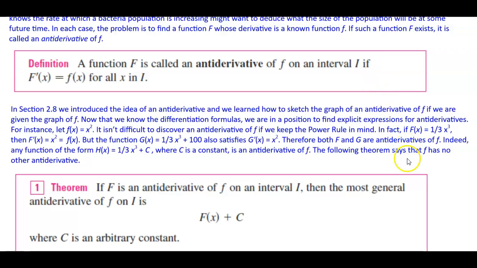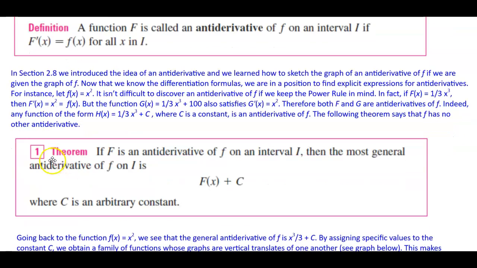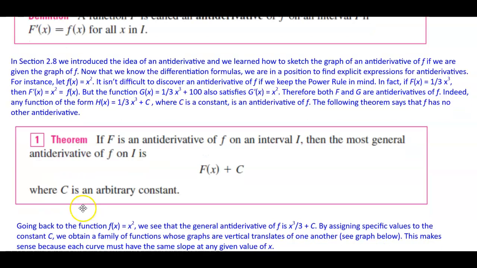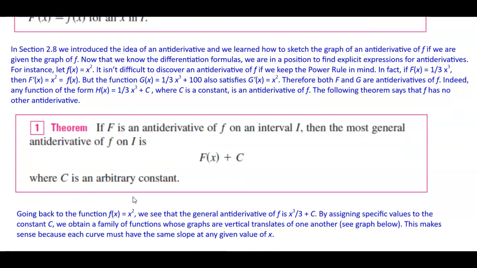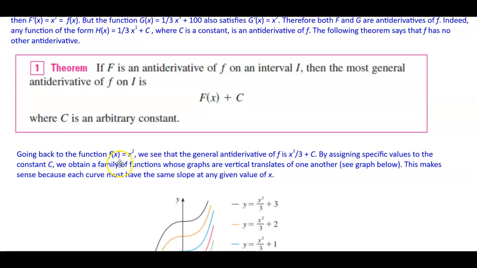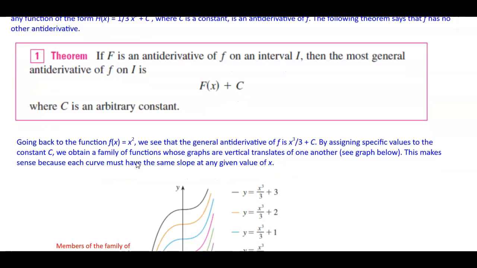The following theorem says that the function f has no other antiderivative. So, theorem 1: if capital F is an antiderivative of lowercase f on an interval I, then the most general antiderivative of lowercase f on the interval I is capital F of x plus c, where c is an arbitrary constant. Now going back to the function lowercase f of x equal to x squared, we see that the general antiderivative of lowercase f is x cubed over 3 plus c.